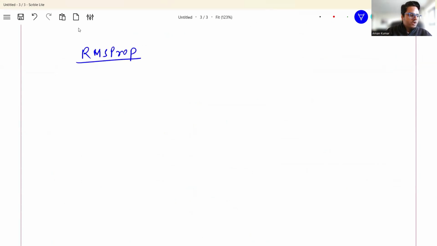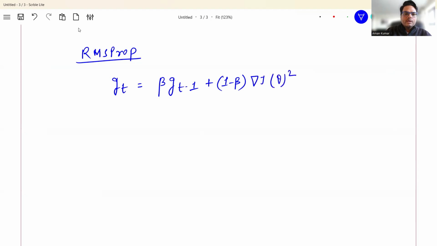What happens in RMSprop is GT, that is your accumulated or cumulative gradient, is equal to beta times GT minus 1. If you remember, previously we were not using beta in Adagrad. Plus 1 minus beta times the derivative of loss squared. And then the rest of the thing remains the same. Theta is equal to theta minus alpha divided by square root of GT plus epsilon.